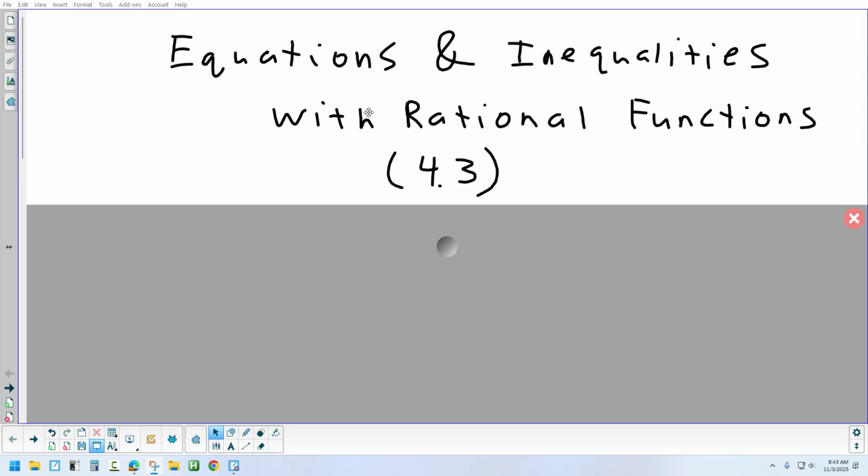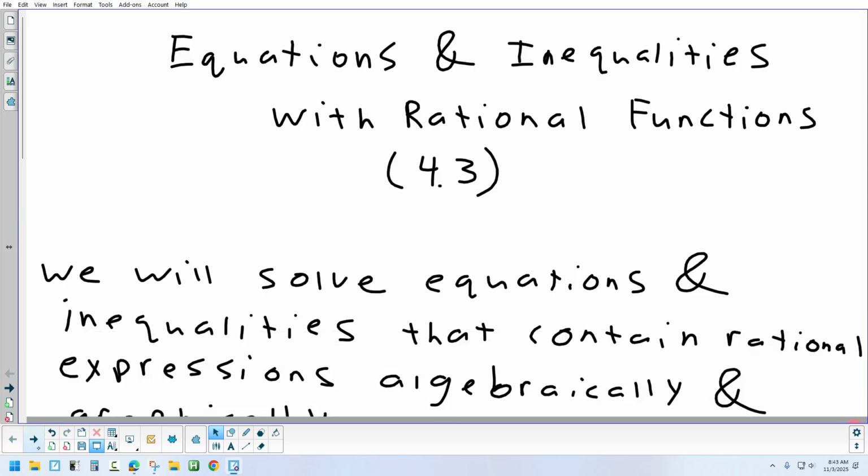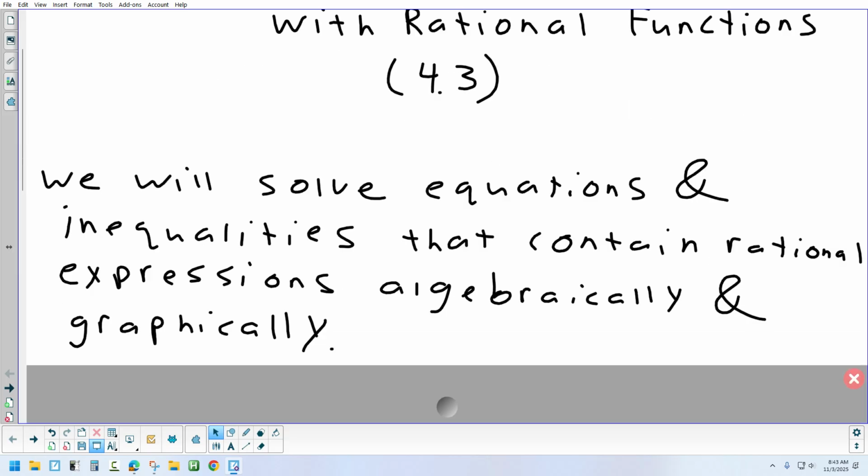All right, so this week we're going to finish up chapter 4. So we'll look at sections 4.3 and 4.4. First day we'll do 4.3, and then we'll spend the next 2 days on 4.4. So in 4.3, we're going to be looking at solving equations. Those we'll do algebraically. Inequalities, we're going to solve graphically.